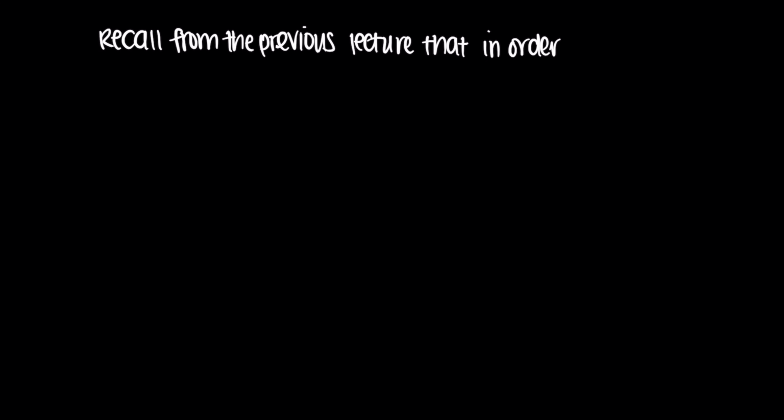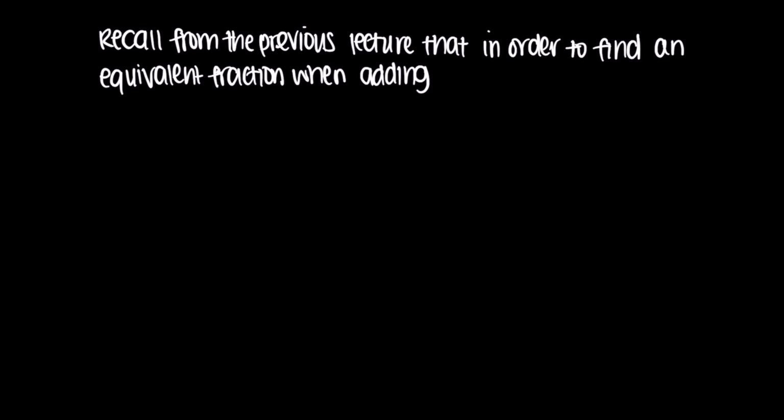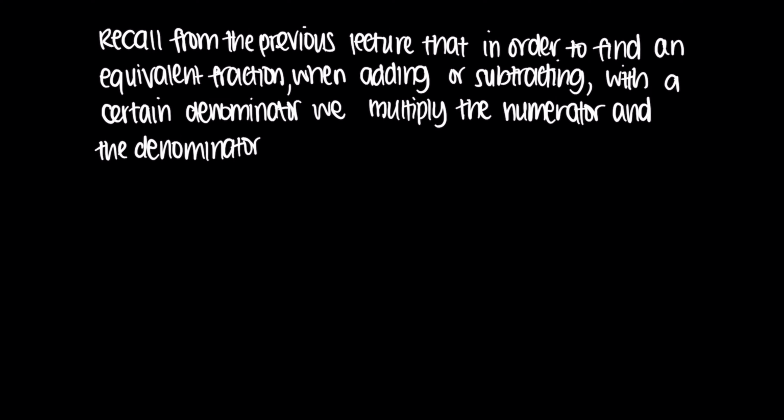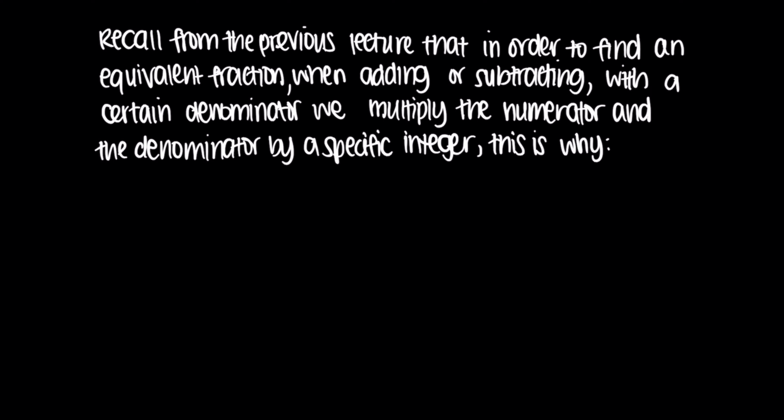Recall from the previous lecture that in order to find an equivalent fraction when adding or subtracting, with a certain denominator, we have to multiply the numerator and the denominator by a specific integer. Now, here's the rationale behind why. For example, let's take the fraction a half and say we want an equivalent fraction so that the new denominator is 8. From last lecture, we know that we'd multiply the 2 by 4 to get 8, but we'd also have to multiply the numerator by 4 as well to, as I said before, preserve the equivalency of the fraction. This would mean that our equivalent fraction is now 4 over 8.